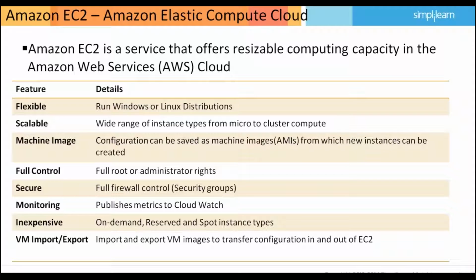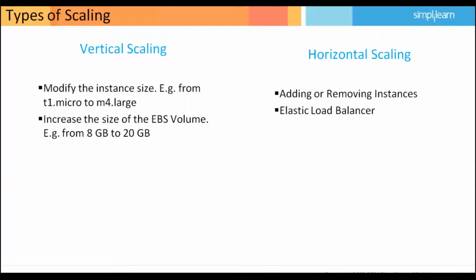So going back, what are the vertical and horizontal scaling types that are there? What we mean by vertical scale is that you want to increase the size of the existing instance.